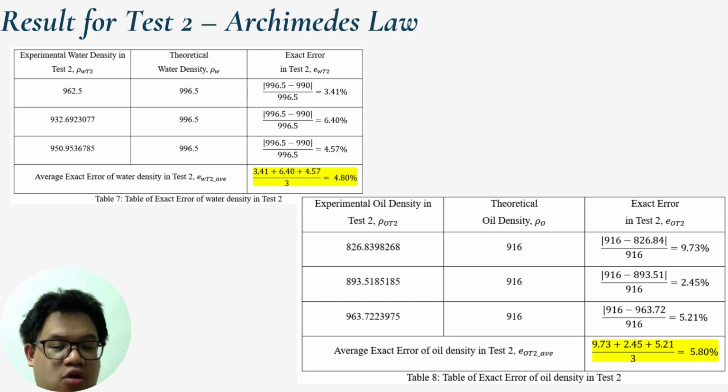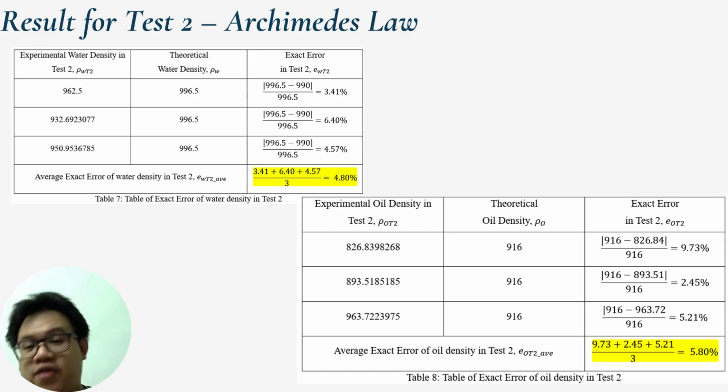For the oil density, the final average exact error is 5.80, and for each trial the values are 9.73, 2.45, and 5.21. In this case, the number is quite fluid, so we need to make sure every step is very correct, very perfect, in this experiment method, in order to make sure it is very accurate compared to the first method.